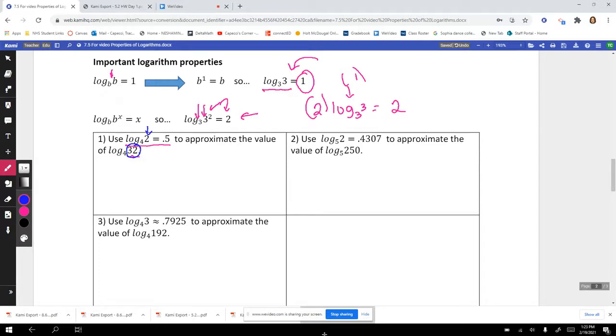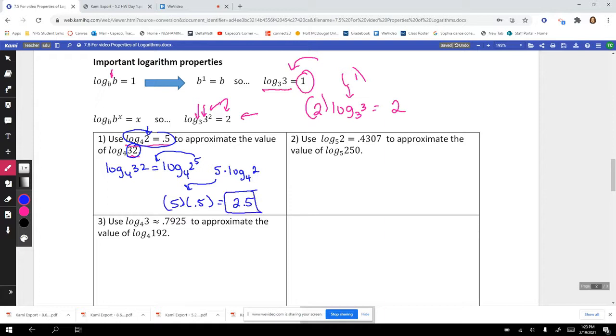So log base 4 of 32 is the same as log base 4, and now what can I do with the comparison of 2 and 32? Well, 2 to the 5th power is 32. So I'm going to bring that 5 up front, my exponent, and I have 5 times log base 4 of 2. They give us a value right here, that's 0.5. So 5 times 0.5. My final answer there is 2.5. That's the value.